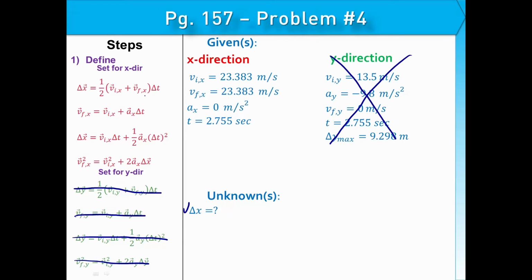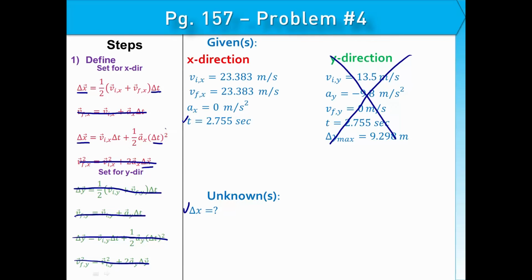And now I have to double check which equation in the x direction I would use. So this one has displacement. I can't use that one. This one has displacement. I could use that one. This one has displacement. This equation does not have it, so I'll go ahead and cross this one out. Next thing I want to check to see which equation has time. This equation does not have time. This equation has time. And this equation has time.